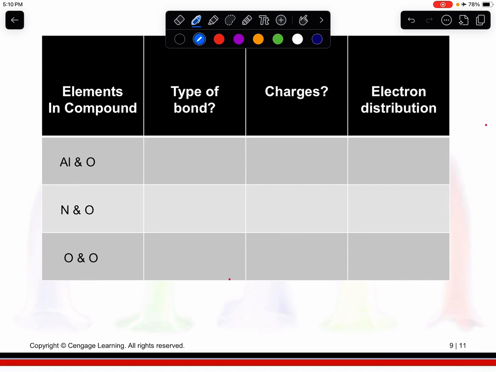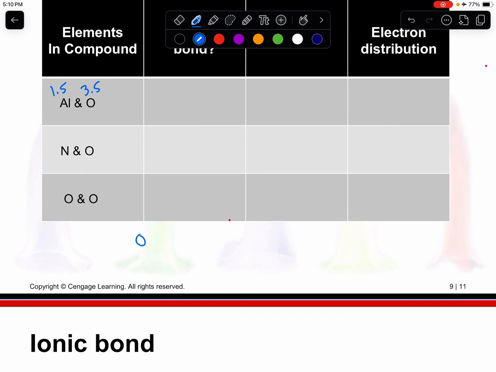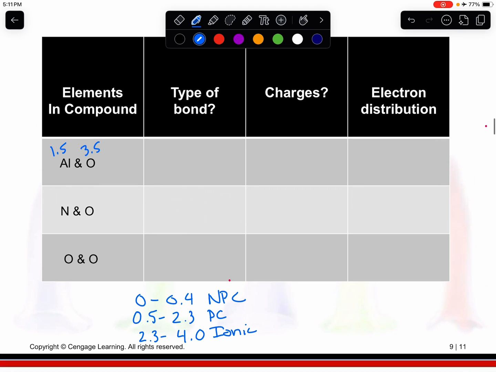And of course, you would be provided with this chart. So the Al we said is 1.5 and the O is 3.5. And so the type of bond here, we are going to be given a chart to do this, but basically if you have a 0 difference to a 0.4 difference, it's non-polar covalent, and I will show you how to do this. If you have a 0.5 to about a 2, I think it's 3, but I will give you this chart as well, that would be a polar covalent bond. And if it's between a 2.3 to a 4.0, it would be an ionic bond.